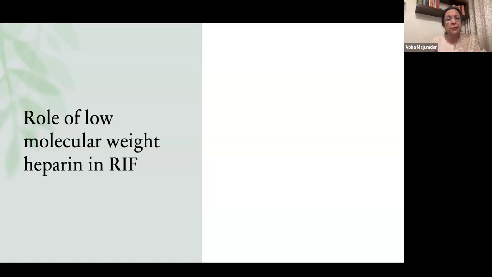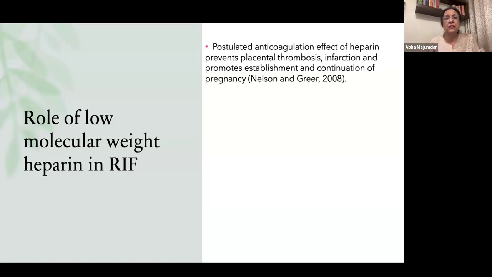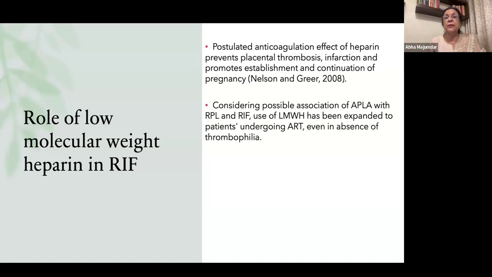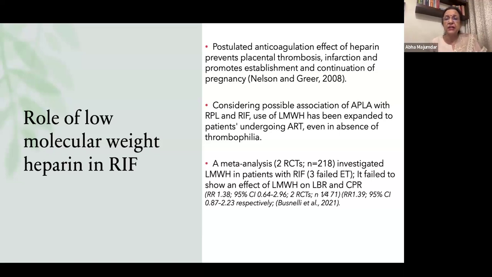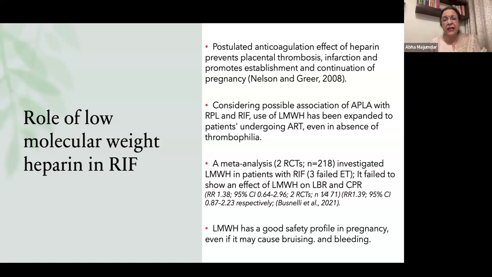Then we thought, let us see, low molecular weight heparin is probably useful in recurrent pregnancy losses. Maybe it will also have a good effect in RIF, because heparin does prevent placental thrombosis and infarction, and it promotes establishment and continuation of pregnancy. And since we've seen APLA can be associated with RPL and RIF, low molecular weight heparin has been expanded to patients undergoing ART, even in the absence of thrombophilia. And a meta-analysis was conducted, but it did not show any effect in RIF, which means three failed ET. Yes, some studies did show some good effect of this drug on RPL, but not in RIF. But it has a good safety profile in pregnancy, even if it may cause bruising and bleeding. So people still tend to give it.